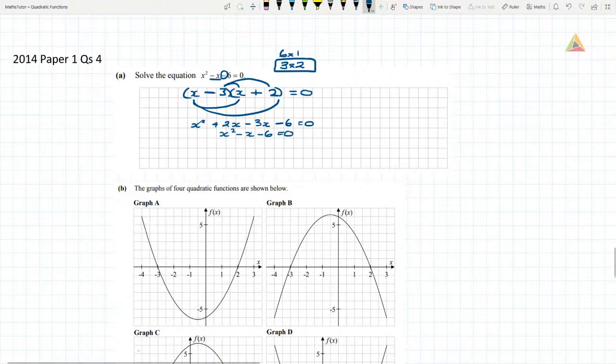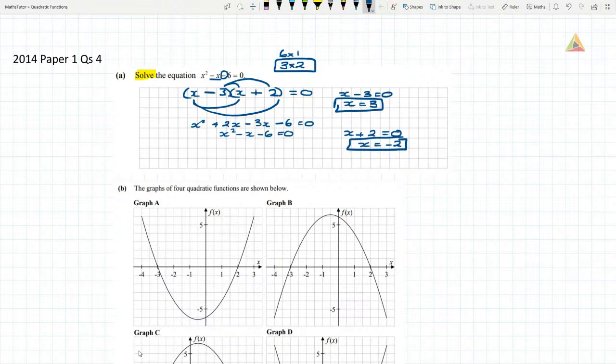But we've been asked to solve. So remember, when we see this solve, I know that I want to get x equals. So we take each of our brackets and we put them equal to 0 and solve for x. So the first one, I'm going to solve by adding 3 to both sides. So I get x is equal to 3. And the second one, I'm going to solve by subtracting 2 from both sides, and I get x is equal to minus 2.